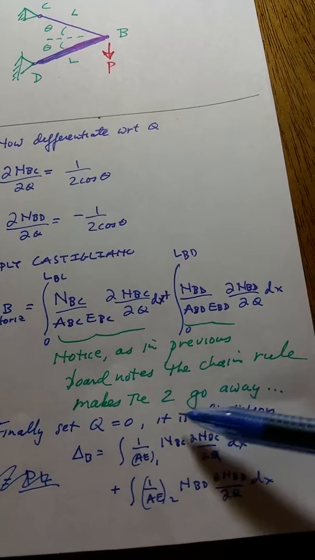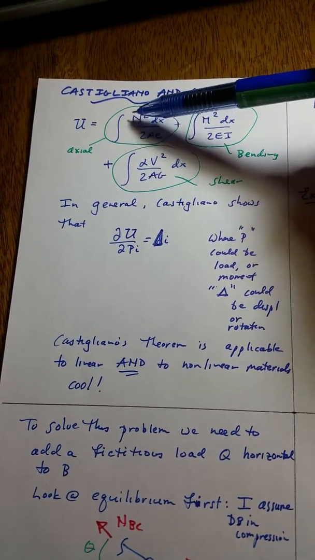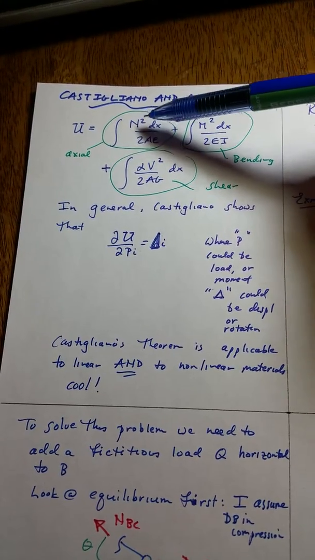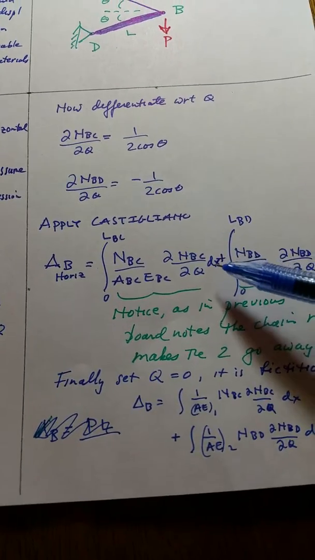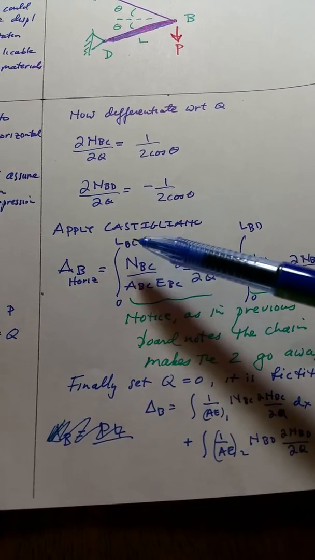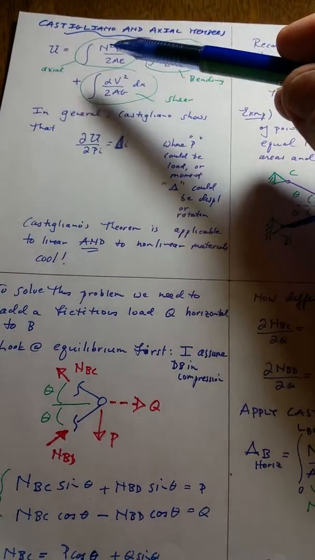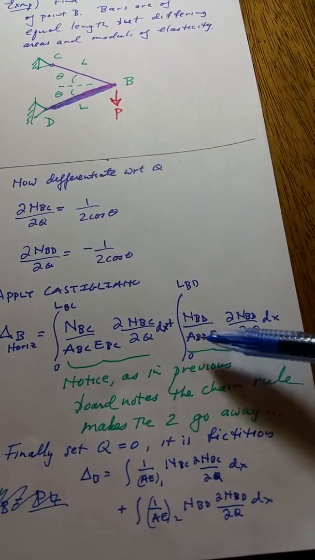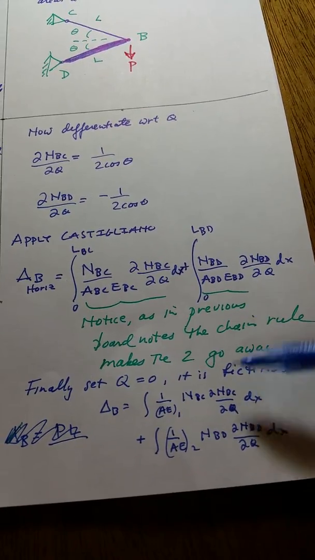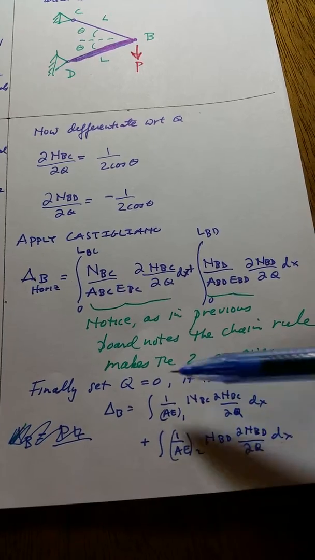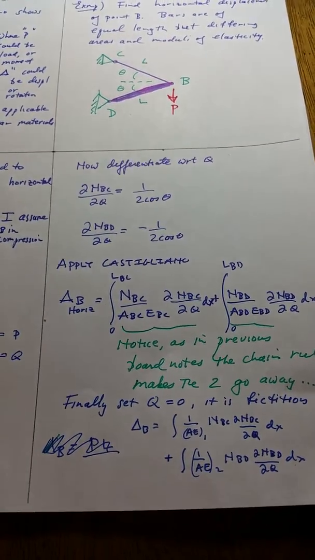So this is just like in the previous board notes. We differentiate N, so we'd have 2N over 2 times partial N partial Q, all of that in the integral, and we're integrating with respect to x over the length. And the same with N. The 2 pops out in front, the 2 in the denominator disappears, and we have that chain rule. Then we set Q equal to 0, so it's a little simpler, and I evaluate it on the next video.